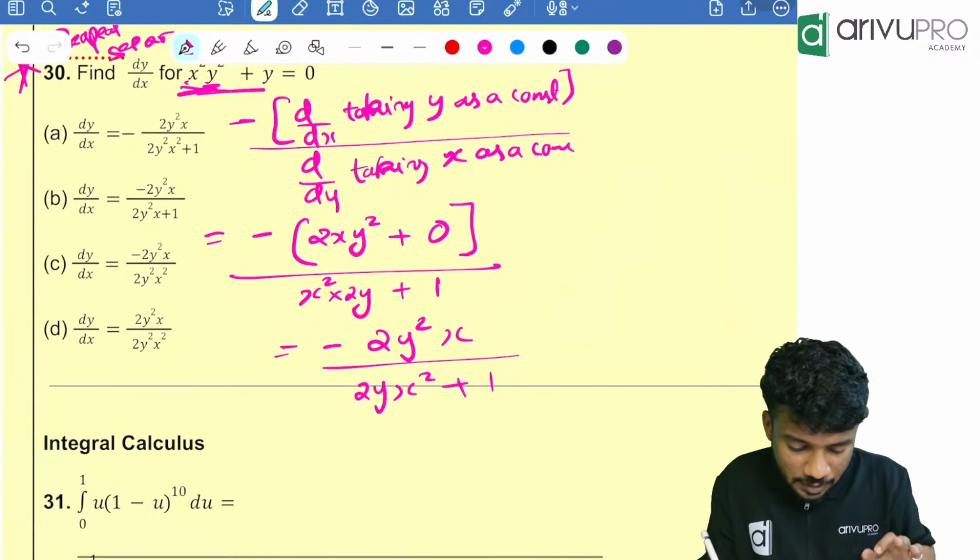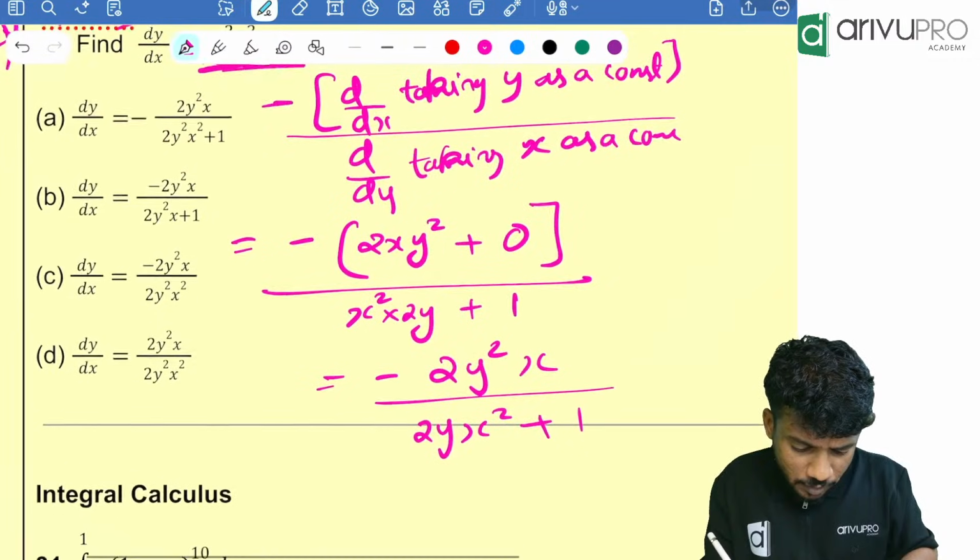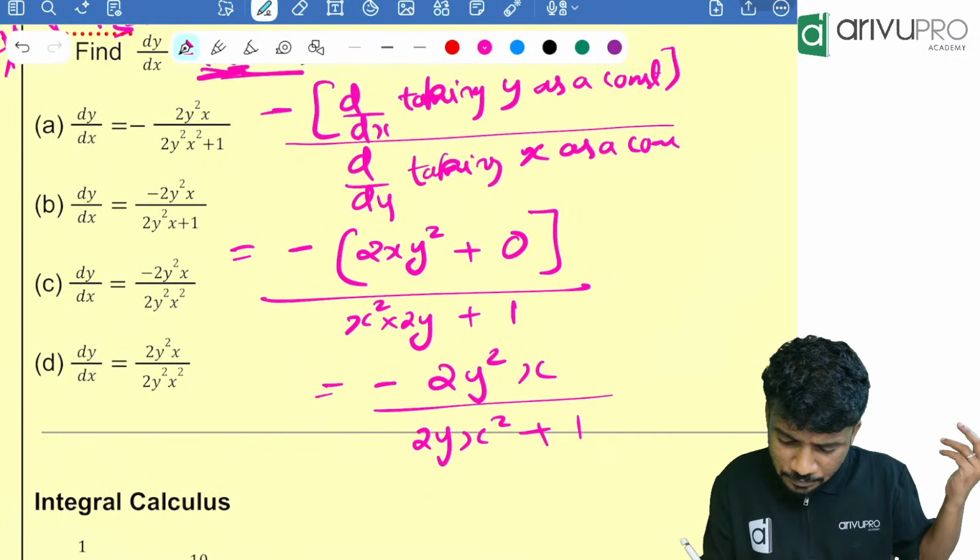Sorry, 2y x square plus 1. Which option is the answer? Any option is there?